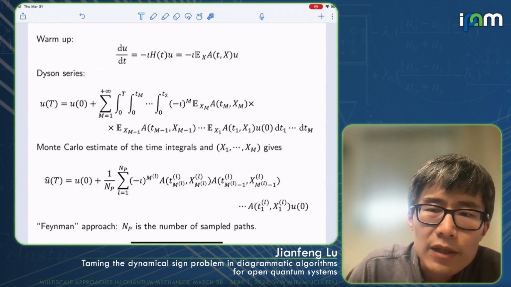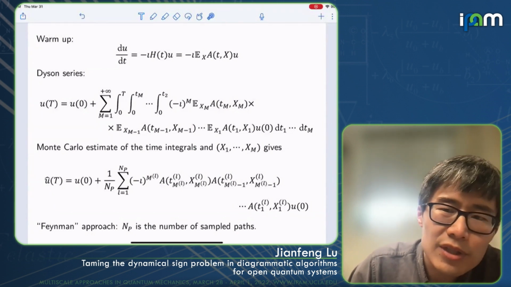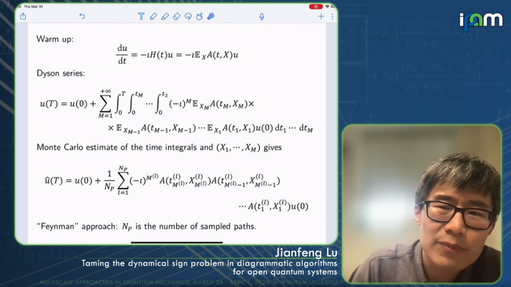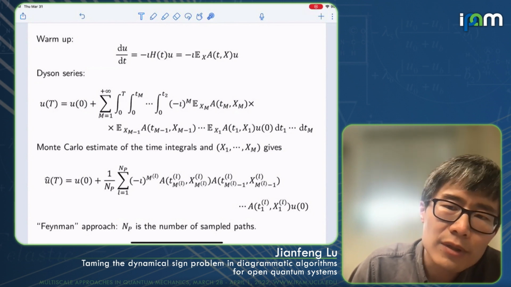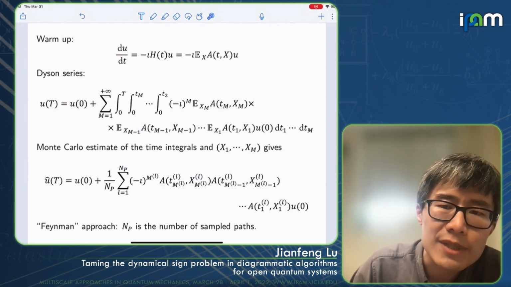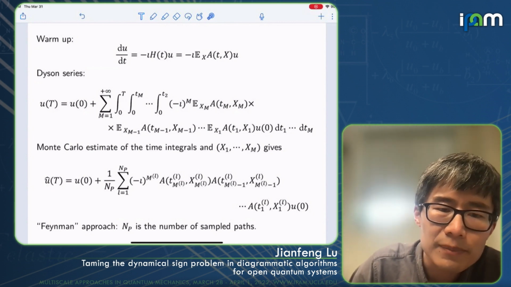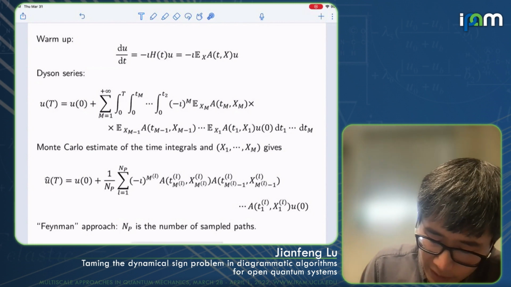Okay. And also, just to give some jargon so that I don't need to say this all the time, this can be viewed as a Feynman approach, right? So essentially, you're doing a path integral, and then along the path integral, you're doing some random sampling. And you sample the path and then sum them together, where the NP is the number of samples.